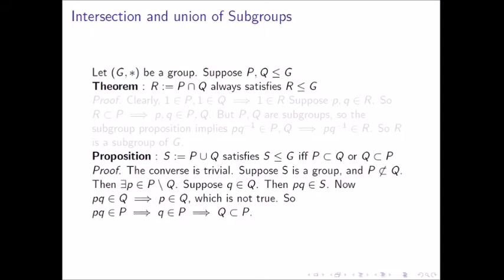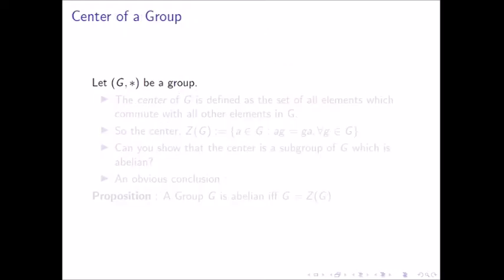but then p belongs to P. So p inverse is also an element of P, as P is a subgroup. Then p inverse pq is an element of P. So p inverse p is 1, so it turns out q is an element of P. Hence, Q is a subset of P. And our claim was true.